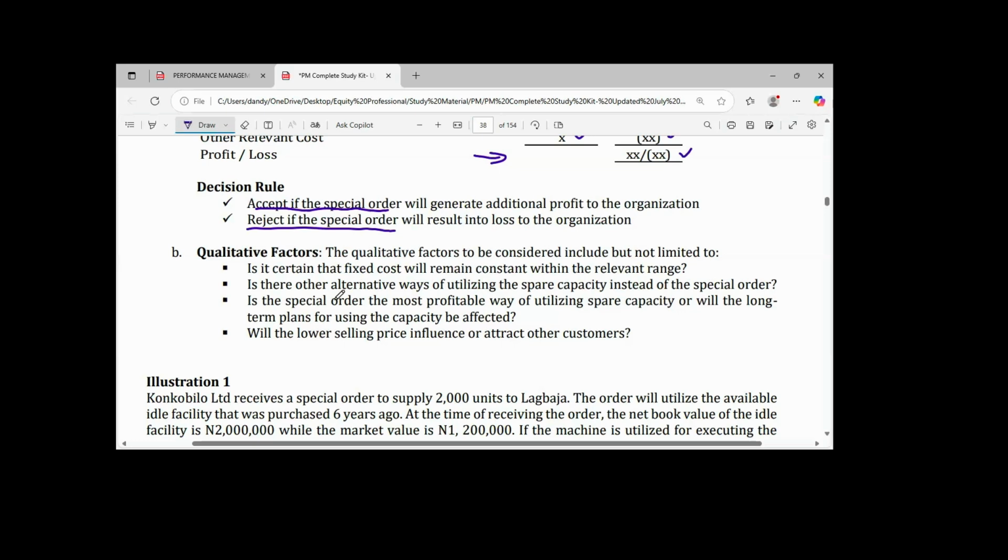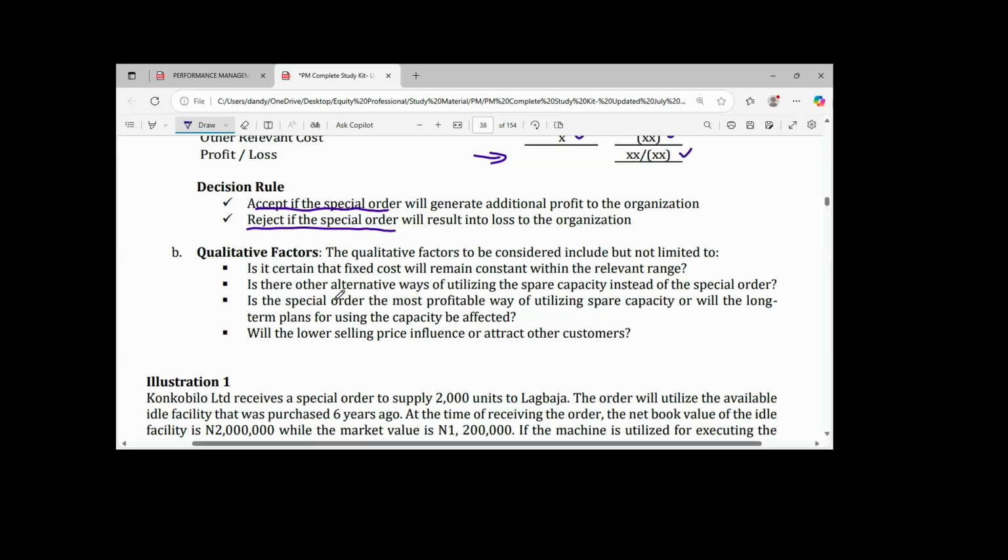Because we don't want anything that will disrupt the normal operation of the company. So you need to consider whether there is sufficient spare capacity to undertake the job. For example, your spare capacity may be 10%, meanwhile the special order may require maybe 12% or 15%. That means there is not enough. So you must ensure that there is adequate spare capacity to undertake the job.